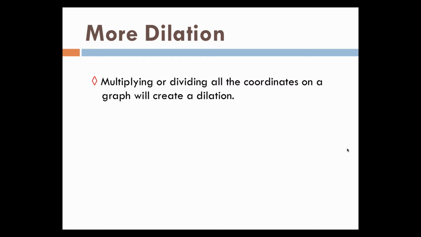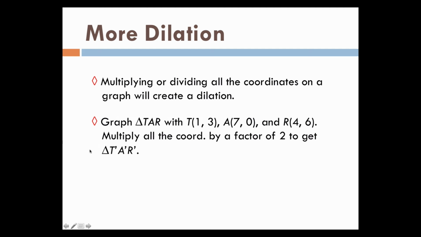We're going to be doing some dilations on coordinate planes. They're real easy. If I know the coordinates of the three vertices of a triangle and I want to dilate that triangle, either make it bigger or smaller, the process is real simple. You just multiply all the coordinates by the scale factor. So if I have the coordinates of a triangle, which I have an example here, a triangle TAR, and I want to enlarge it by a scale factor of 2, I literally go through all the coordinates and just multiply them by 2, and I'm done.